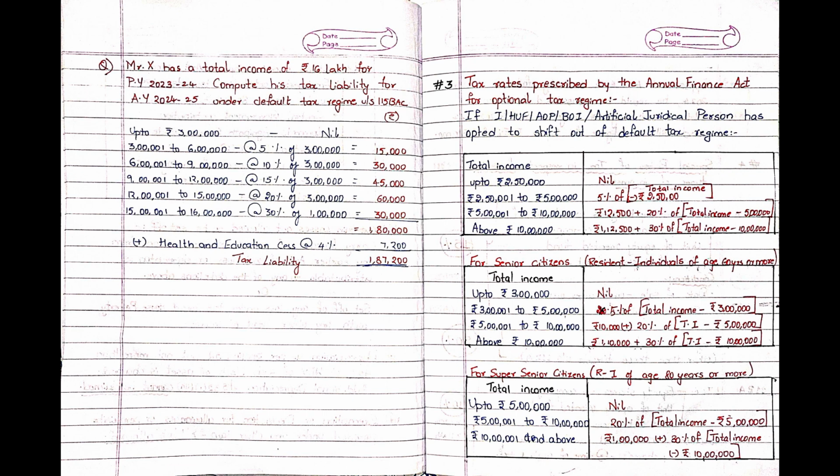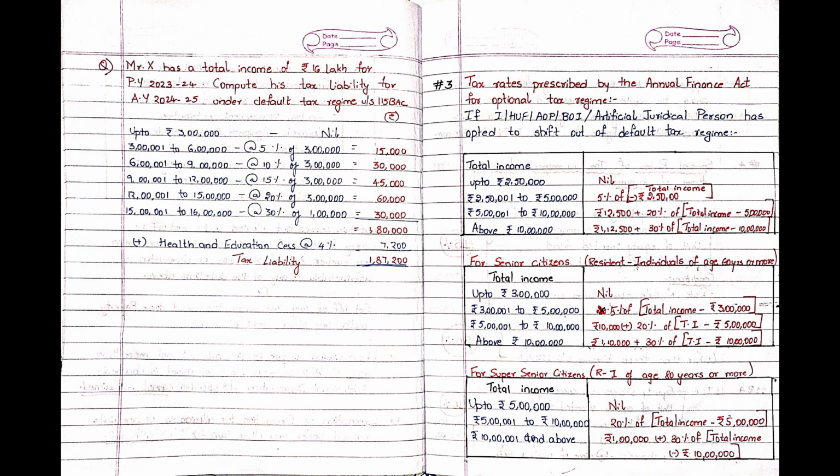For individuals, HUF, AOP, body of individuals, or artificial juridical person who has opted to shift out of default tax regime and pay tax as per the normal provisions of Annual Finance Act, the tax rates are as follows. If the total income is up to rupees 2,50,000, the tax rate is nil. For total income exceeding rupees 2,50,000 up to rupees 5 lakh, the tax is charged at 5% of total income minus rupees 2,50,000. That is, the excess of rupees 2,50,000 is chargeable to tax at the rate of 5%.